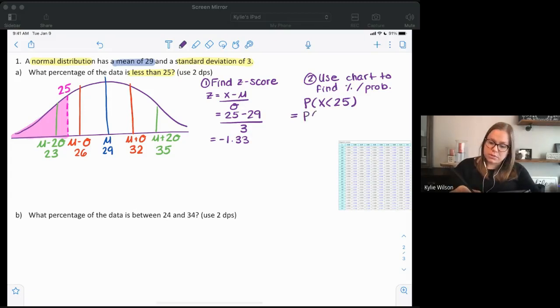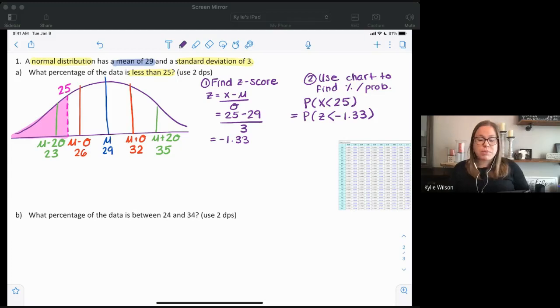So because I've switched it to a z-score, I can rewrite my data point being less than 25 to my z-score being less than negative 1.33. In other words, what we're saying is what percent of points, or what is the probability that a point is more than 1.33 standard deviations below the mean.